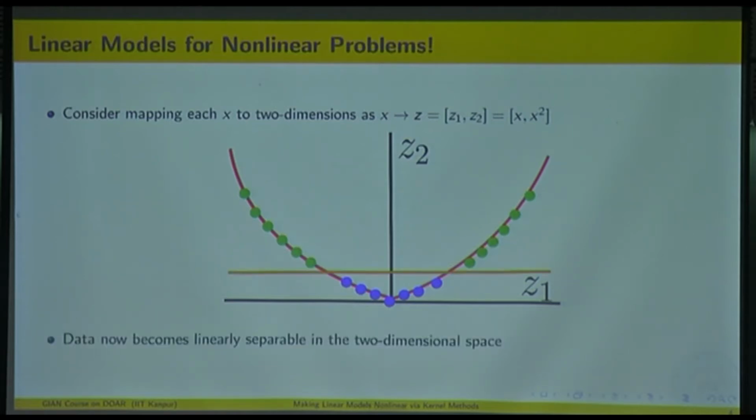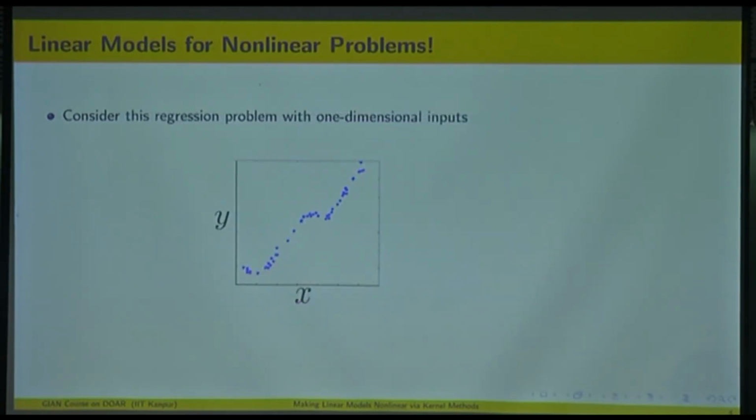Great, right? So this simple trick of taking the original data and converting the feature representation of the data allowed us to reuse our linear models, although in 2 dimensions now. It's not a 1-dimensional hyperplane, it's a 2-dimensional hyperplane, but still a hyperplane nevertheless. Let's look at another example.